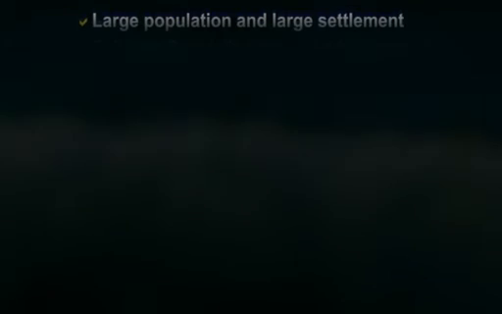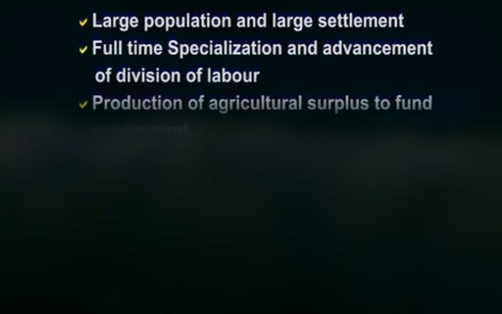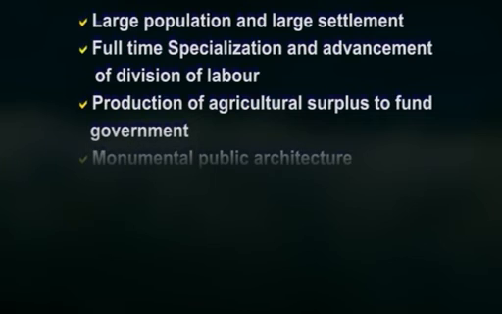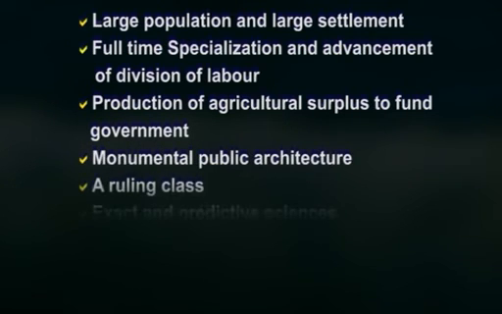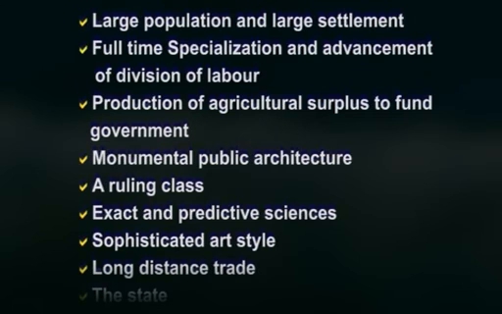Based on his discussion of the Neolithic Revolution and civilization, Childe has listed 10 basic characteristics of the Urban Revolution, such as large population and large settlement, full-time specialization and advancement of division of labor, production of agricultural surplus to fund government, monumental public architecture, a ruling class, exact and predictive sciences, sophisticated art style, long-distance trade and the state. Thus, the Urban Revolution marked a significant development of human society, and a number of urban civilizations in the world, including the Indus Valley, flourished.